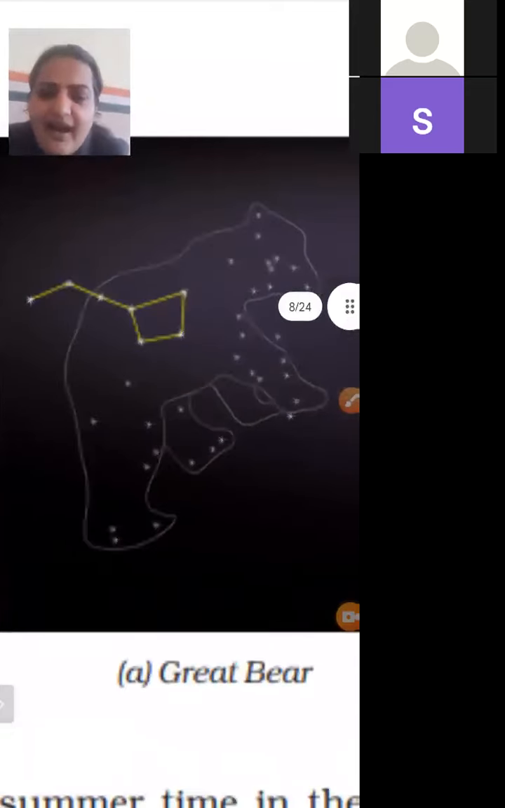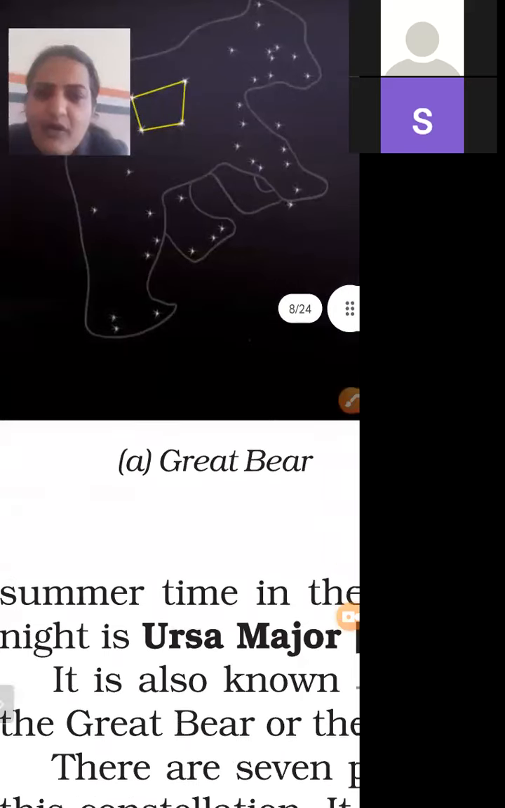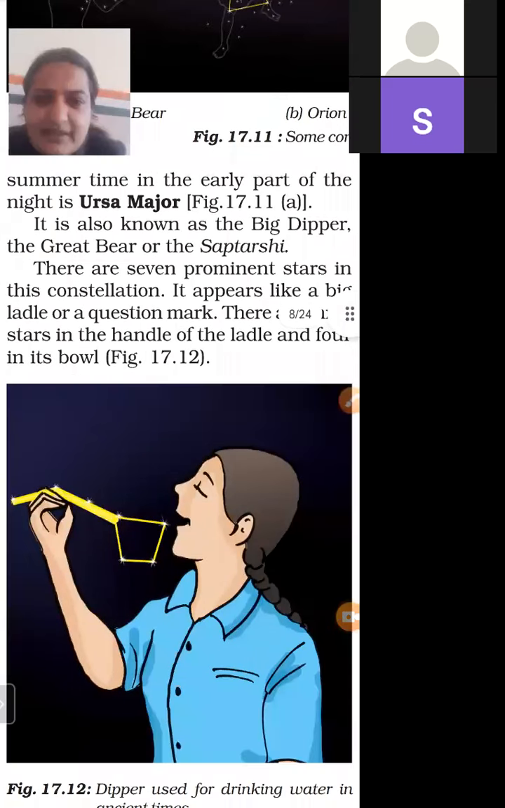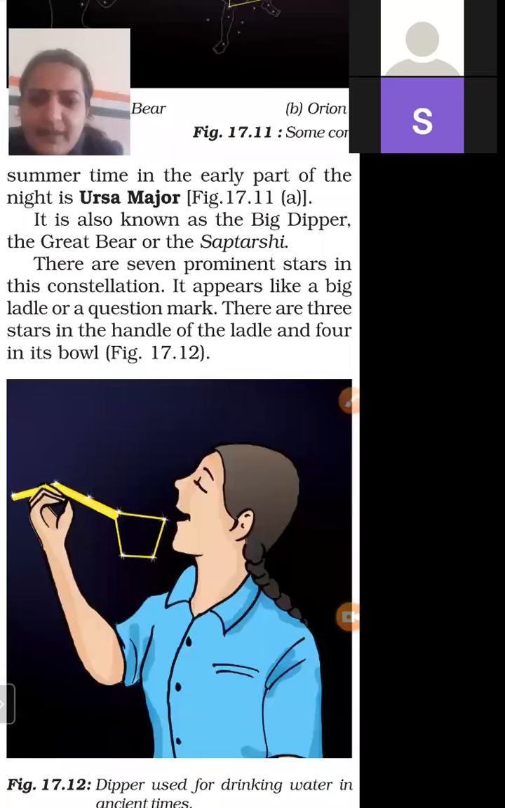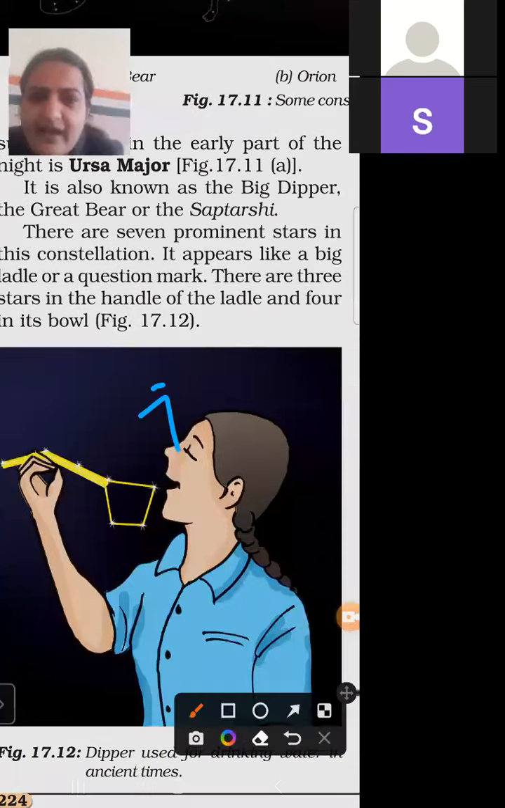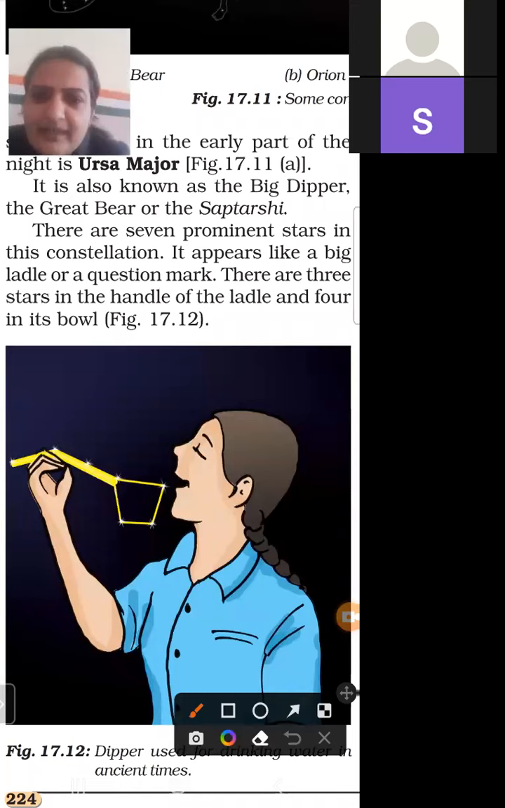Next, there are 7 prominent stars in this constellation. You have to remember that in this constellation we have 7 stars, and it looks like a big ladle. And what do you mean by big ladle? It is like a spoon, and this shape is also similar to a question mark.